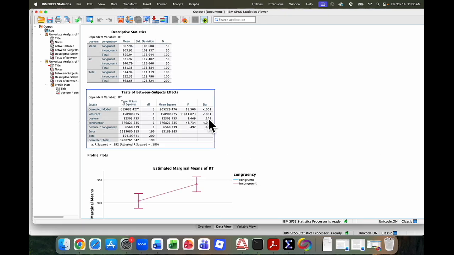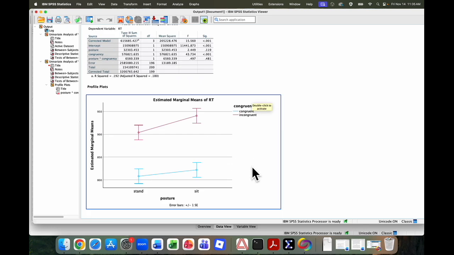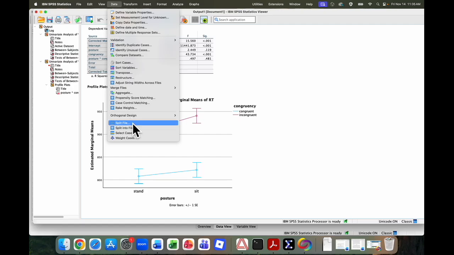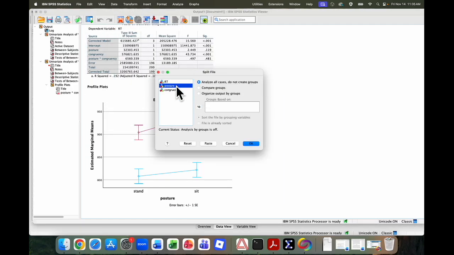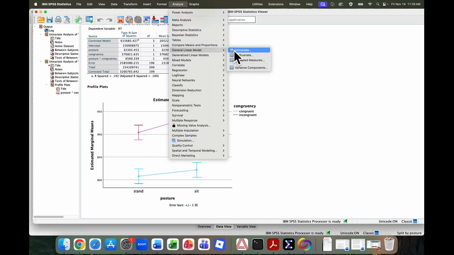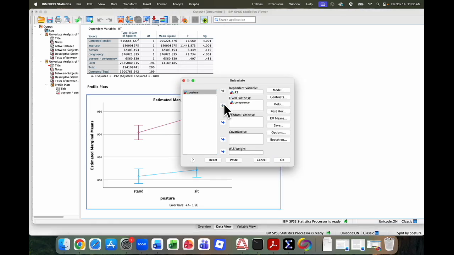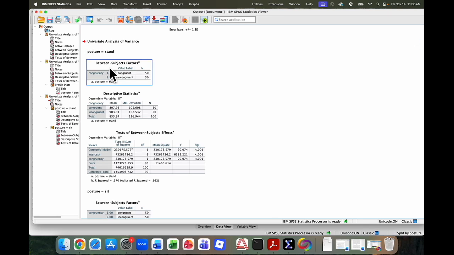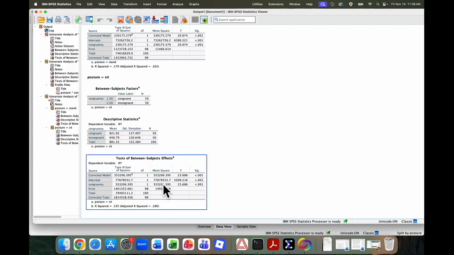Now, if we had a significant interaction, I'm going to show you how we would follow that up to look at simple effects. So what I recommend doing is to go to Data, Split File. We're going to split up posture between stand and sit. And then we're going to conduct that same test, but we're taking posture out of it. So here are our findings with the variable stand. Congruency is significant.